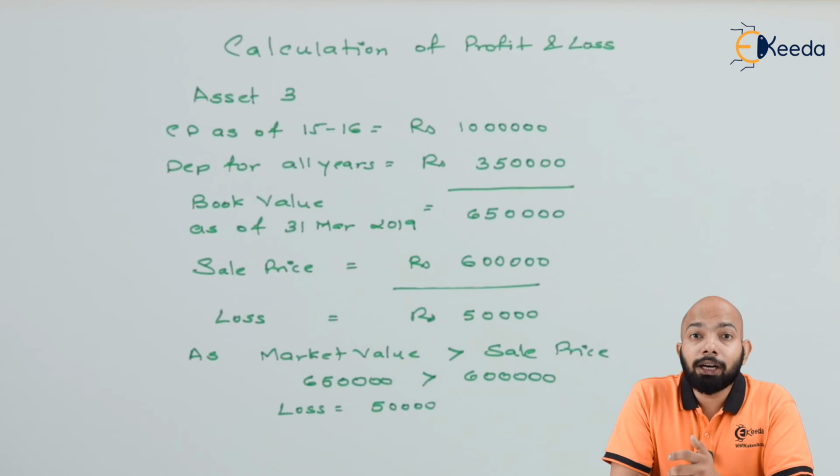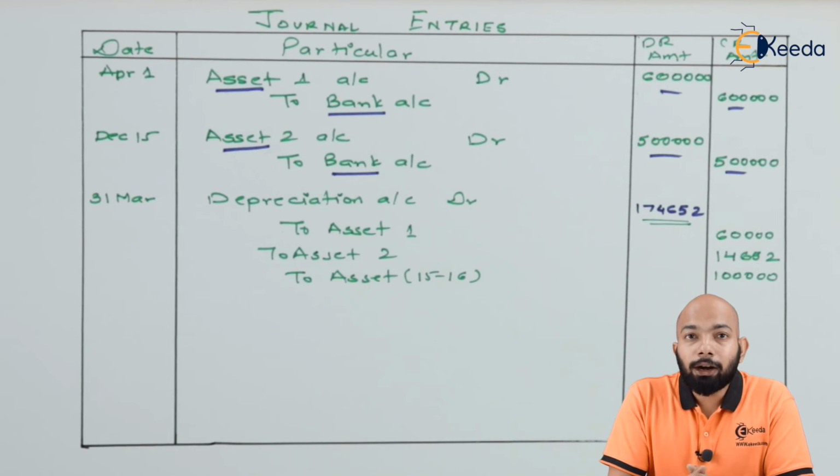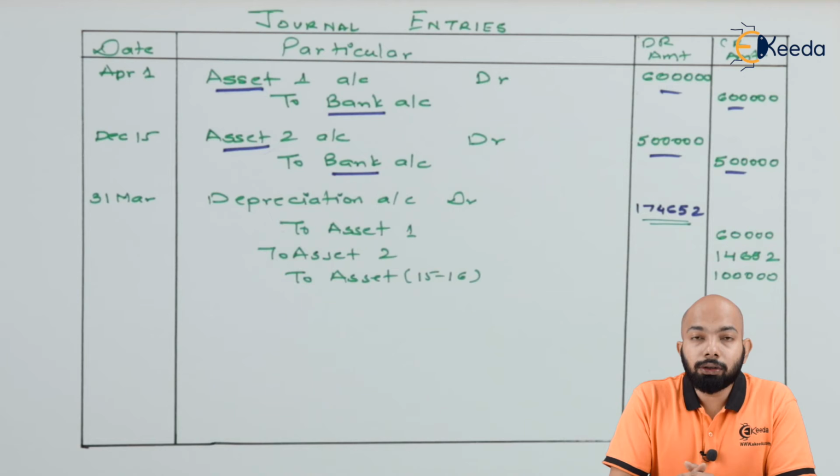Now let's get back to the journal entries and we'll figure out how to pass the sale entry for this specific asset being sold out completely. Now that we are back on the journal entries page, we'll further go ahead and record the sale transaction entry. It will be a combined entry for you to understand how the entry is passed.